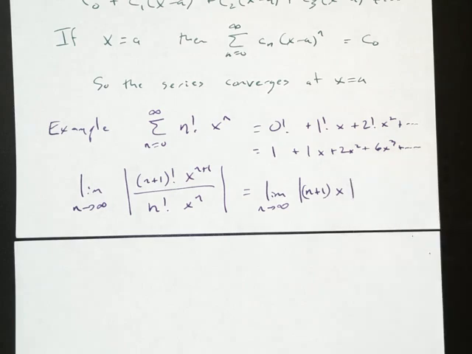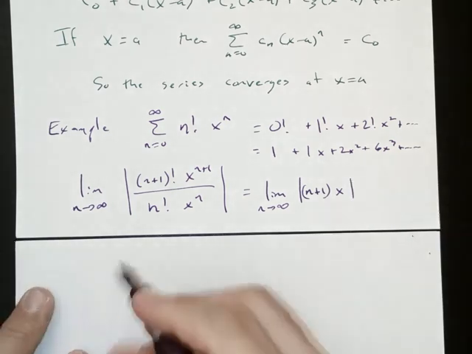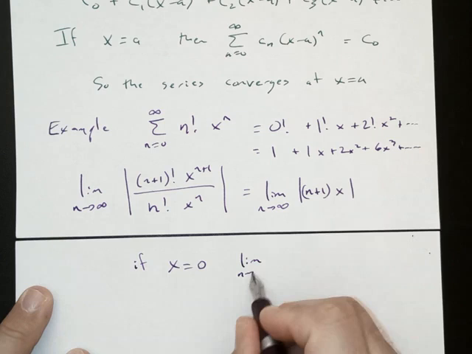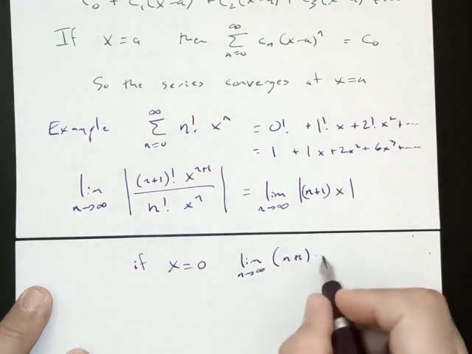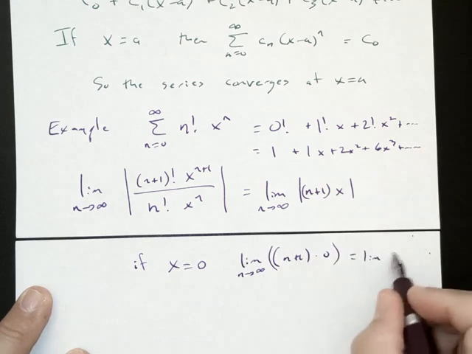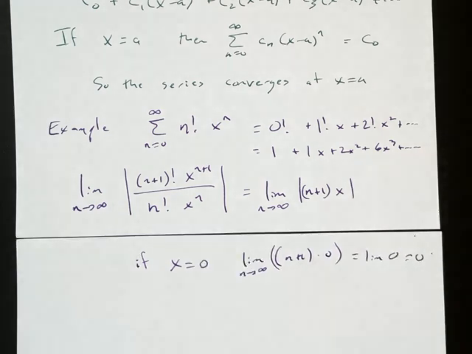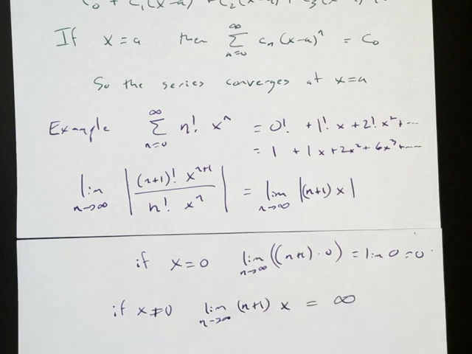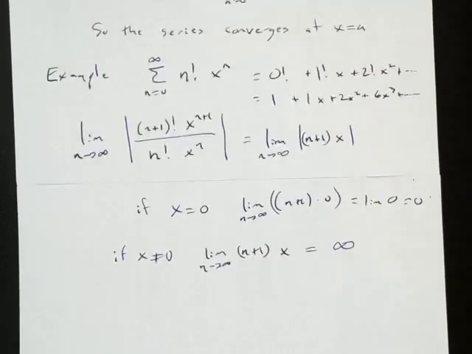So really, it now depends on the value of x, right? If x is 0, this limit is n plus 1 times 0. But that's the limit of 0, which is just 0. If x is anything else, the limit as n goes to infinity of n plus 1 times x blows up to infinity. So the only time that limit is less than 1 is when x is 0.